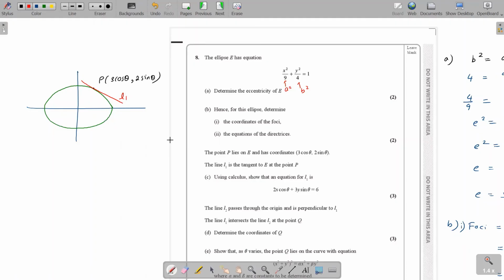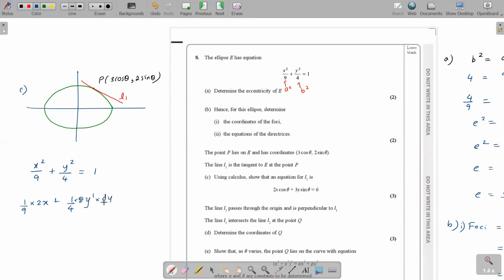Okay, how do we get the equation of line L1? What do we need to do? We have to get the gradient of line L1, right? How do we calculate the gradient of the tangent? dy by dx, right? dy by dx of the curve gives you the gradient of the tangent. So when we differentiate x squared with respect to x, this is 1 over 9 times 2x, plus 1 over 4. How do you differentiate y squared? First deal with the power, you get 2y to the power 1, and after you're done with the power, go inside and differentiate y.